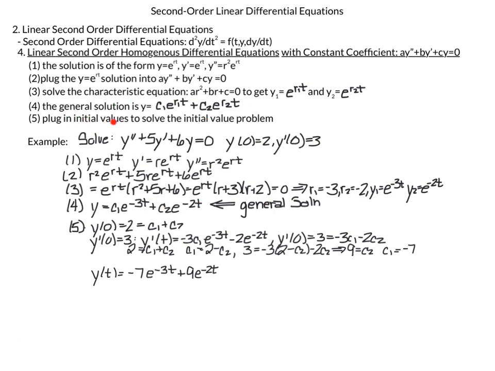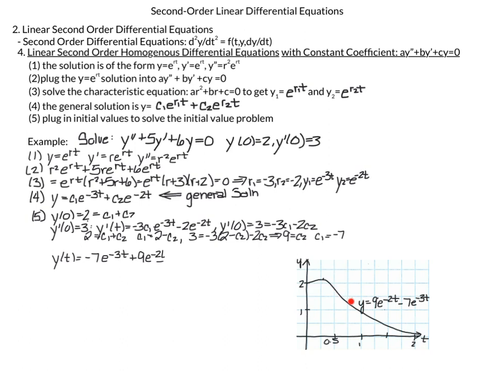Then last, we can plug in initial values to solve the initial value problem. So y naught is equal to 2. So if I plug in 0 here, this becomes 1, this becomes 1, and I get c1 plus c2. Then I plug in 0 into y prime, and I should get 3. So y prime, taking the derivative, is minus 3c1 e to the minus 3t, minus 2c2 e to the minus 2t. Plugging in 0, this goes to 1, this goes to 1, and I get y prime naught, which is equal to 3 from my initial condition, is equal to minus 3c1 minus 2c2. And then solving our two equations, we get c2 is equal to 9, c1 is equal to negative 7. Plugging in, I have my general solution here.